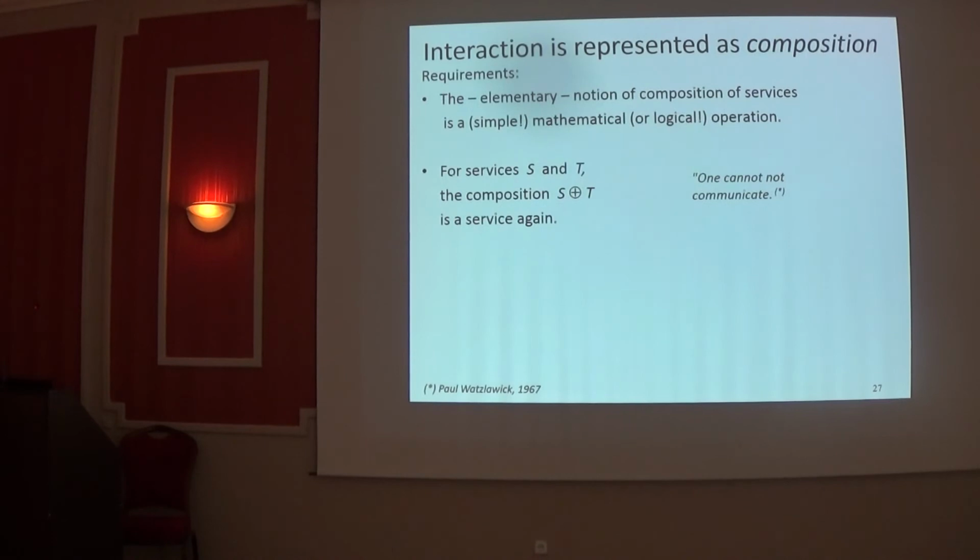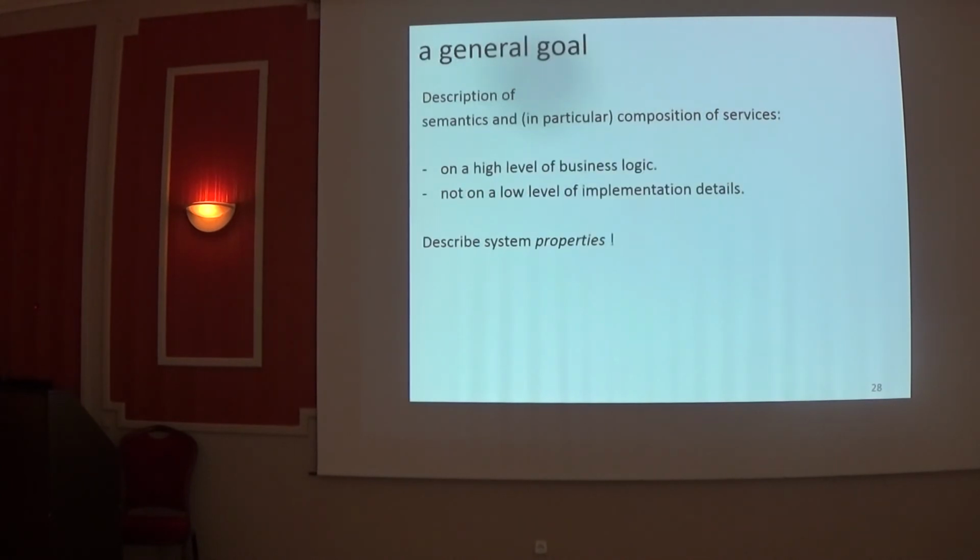There is a famous philosopher, Paul Watzlawick, who said in 1967 already, one cannot not communicate. So if you have two systems that are able to communicate, they will do something with each other. It may be not useful, but something will happen. So they don't interact anymore, and this would be an example. If you say ticketing is the composition of sell tickets and buy tickets. So this is a kind of composition.